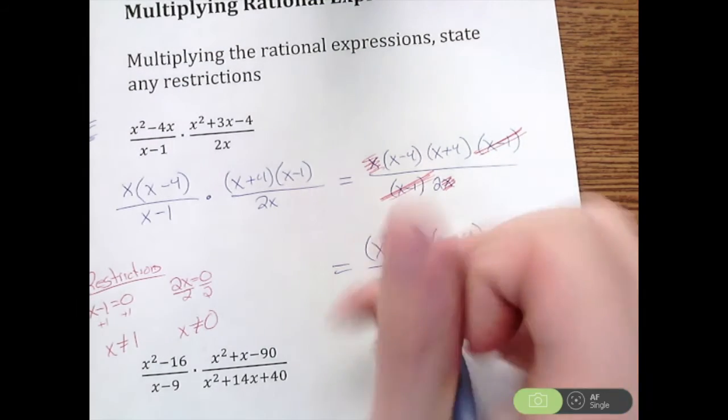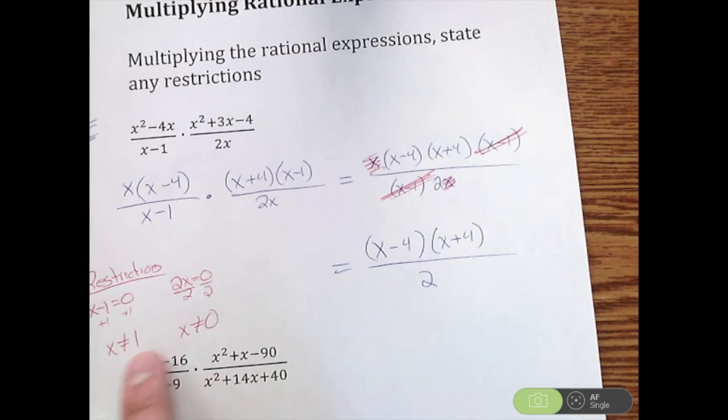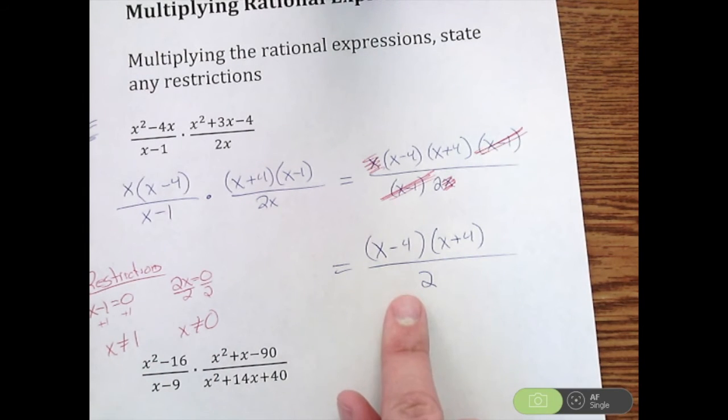There's no more simplifying, with restrictions of x cannot be 1 and x cannot be 0. Notice how I did these before the simplifying. If I would have done it afterwards, I wouldn't have known that these were restrictions. So you do restrictions pretty early so you don't miss any.